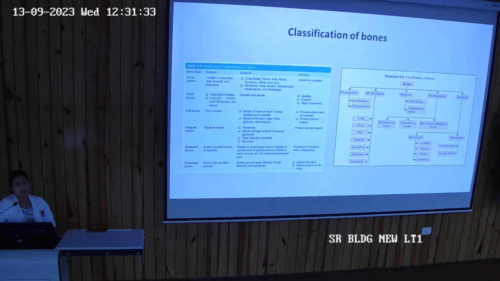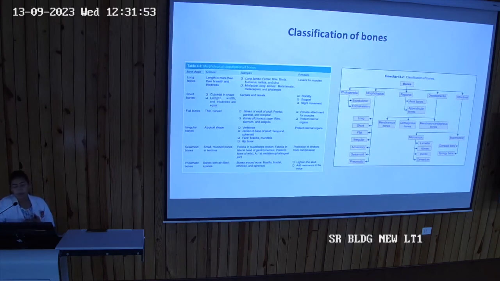Third one is membranocartilaginous. Some bones get ossified with both parts, like the clavicle. The clavicle has a membranocartilaginous ossification. So it has a membranous ossification and also a cartilaginous ossification.